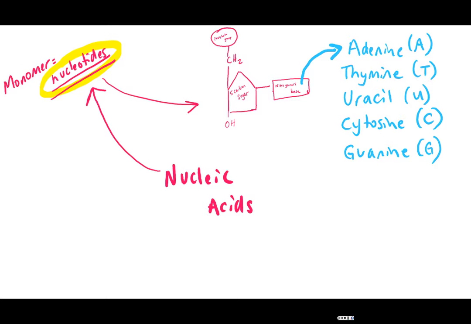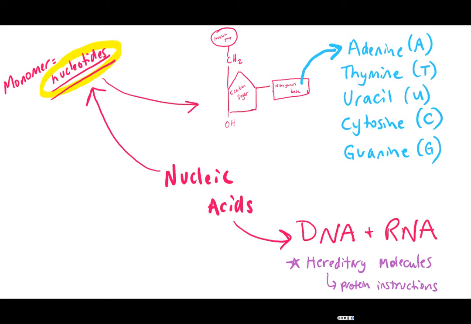And these are going to be abbreviated with the first letter of each of these names. So we have adenine, thymine, uracil, cytosine, and guanine.